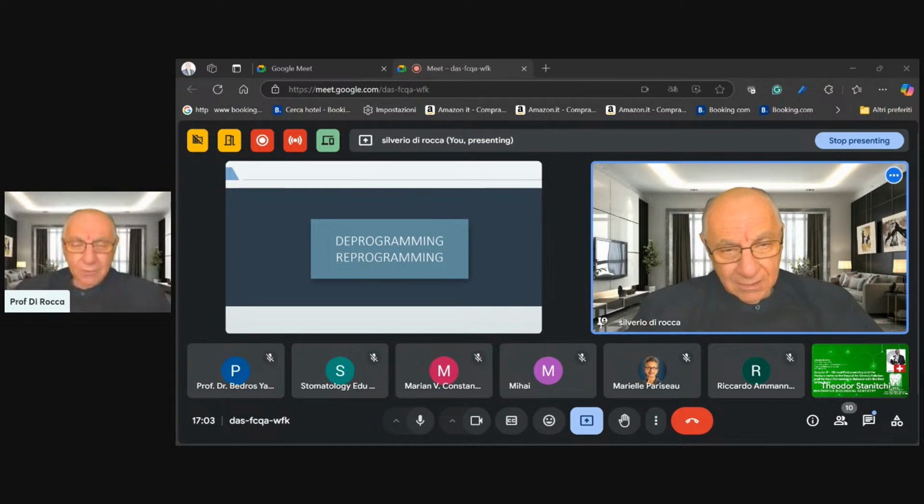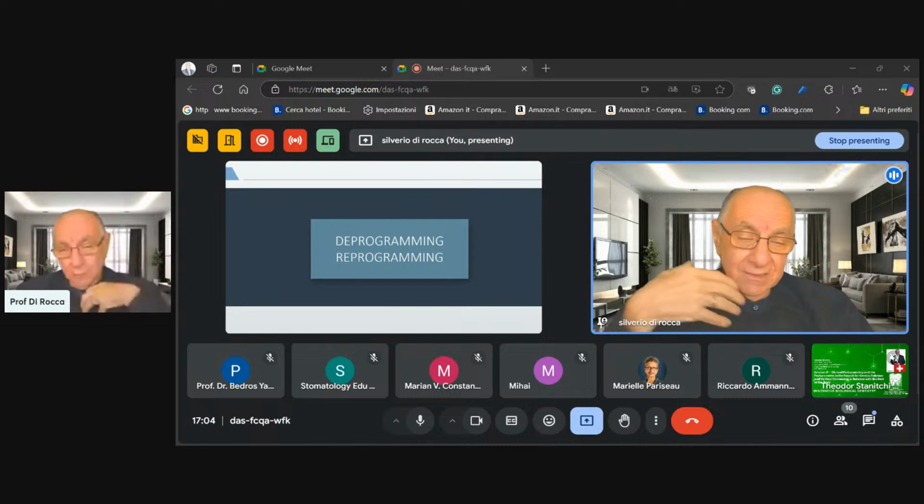We call that the progressive reprogramming of the jaw. That means finding the central relationship and the vertical dimension, the neuromuscular vertical dimension. And in that position, we study what to do with the teeth. That is our problem.